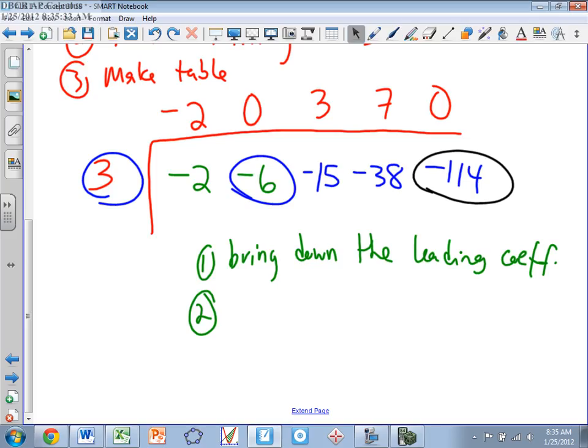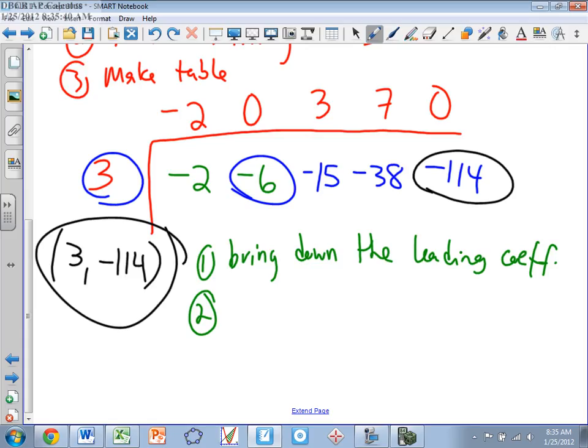So what I really have here is a coordinate. The coordinate is 3, comma, negative 114. I plugged in a 3, and what did I get out of the function? Negative 114. Just like if you plug in your table, your x value plugged in 3, under the y1 column, you got negative 114. So we call this number at the end of our synthetic chart, or the synthetic table, either way you can call it, the y value.